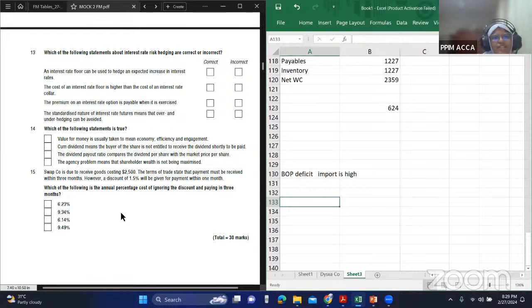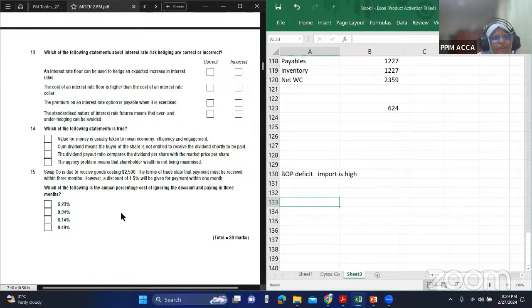The standardized nature of interest rate futures means that over and under hedging can be avoided. That's wrong, because it is standard. That means, for example, if it is 62,500 blocks, I'm talking about Forex, but even in interest rates, the futures are standard. That means anyway, there will be over or under hedging, because the amount that you want to hedge has to match with the standardized amount, which is very unlikely to happen. So definitely under hedging or over hedging is there when it comes to futures. That's incorrect.